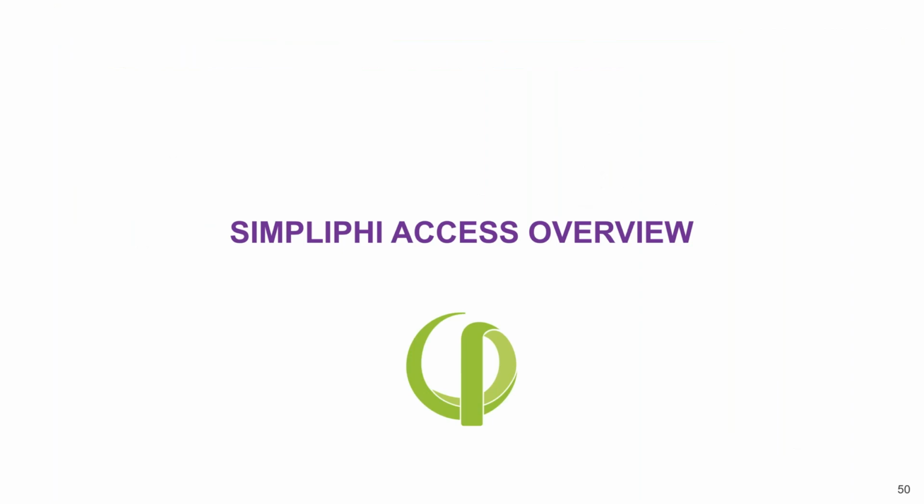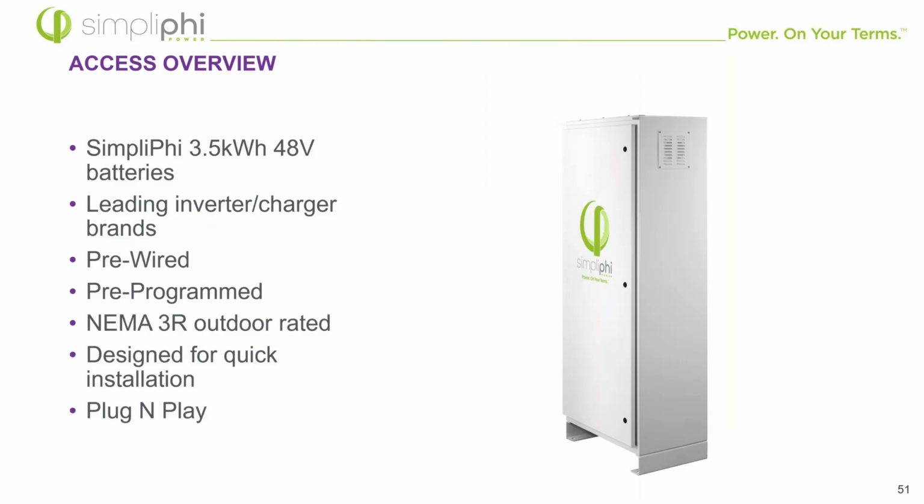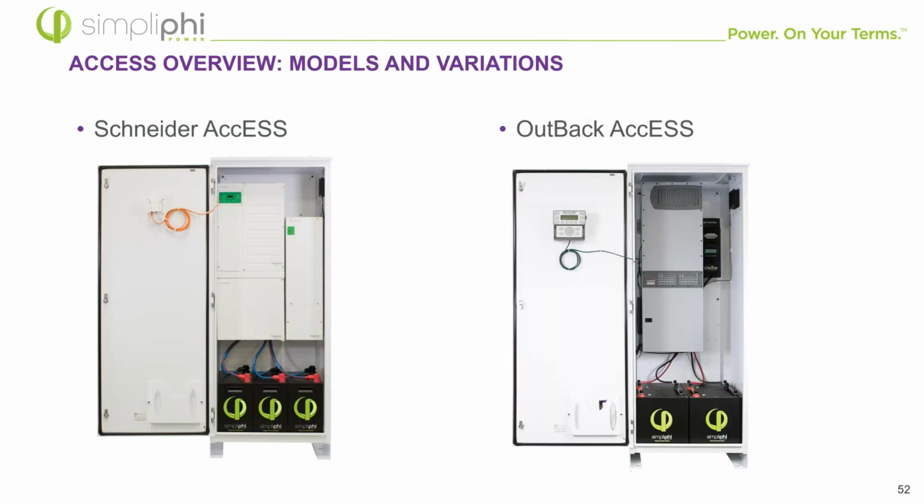Okay, so let's talk about the Access. So the Access currently was using our 3.5 kilowatt hour 48 volt batteries. I actually don't know. I'd have to ask the salespeople. I think we still might have some of these moving out before we actually switch the Access over to the larger 3.8 kilowatt hours. They are pre-wired, they are pre-programmed, they are NEMA 3R rated for outdoor use, and they come with inverter charger and batteries built in.